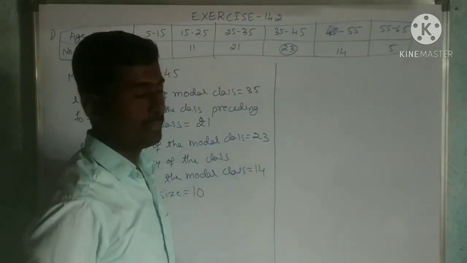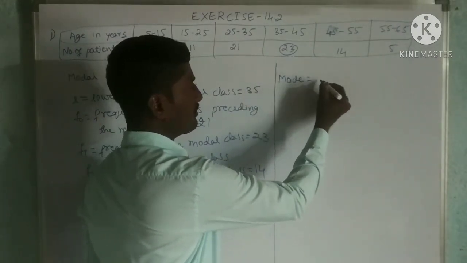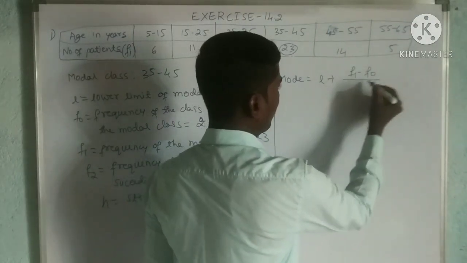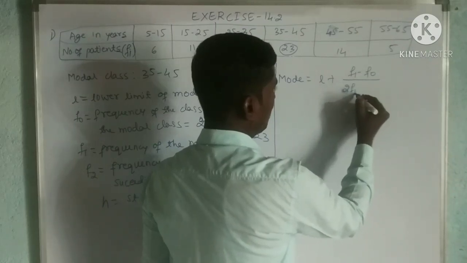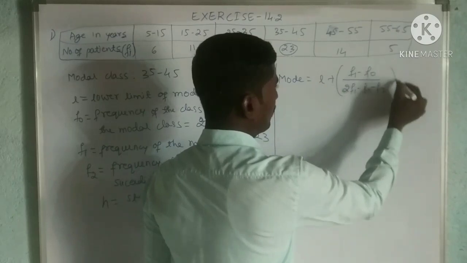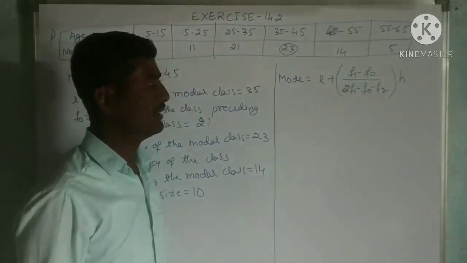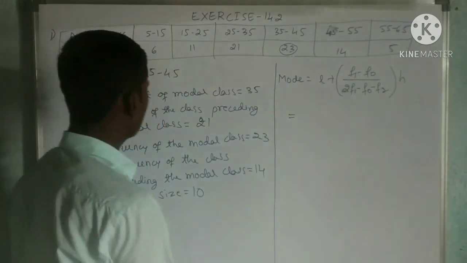I have to substitute them in the formula. That is mode is equal to L plus (F1 minus F0) divided by (2F1 minus F0 minus F2) into H. Okay, so this is the formula. You should remember it. Now we can substitute all these values here.